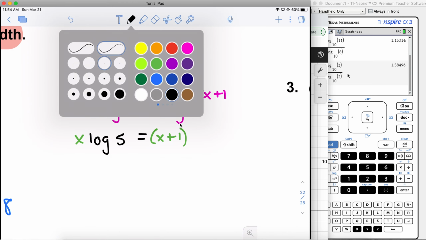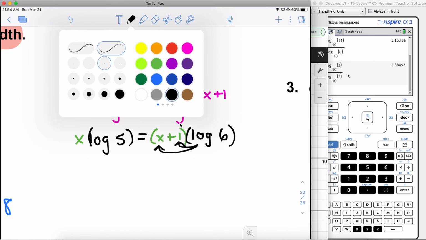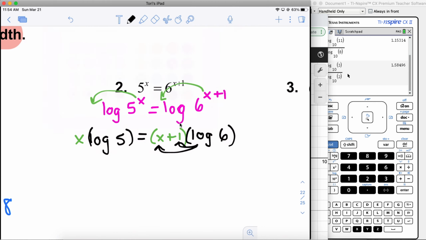Notice I'm wrapping it in parentheses. Log of 6, okay? Just like this guy is kind of in parentheses and this guy is kind of in parentheses, we're going to have to think about distributing this out just like you would anything else. So we're going to distribute to both of those, okay? All right, looking at that, I'm going x log of 5 equals x log of 6 plus log of 6, okay?